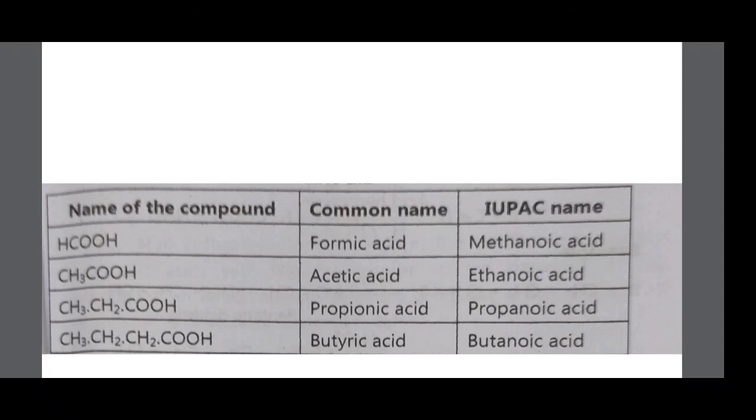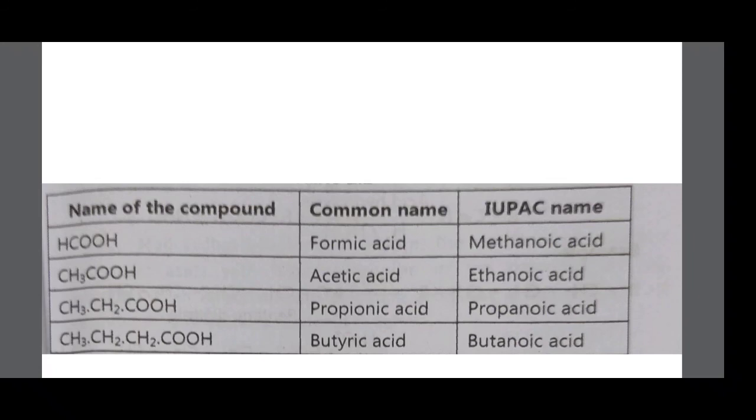Then I am showing the structures. First, HCOOH. The common name of HCOOH is formic acid. There is one carbon atom in this acid, therefore the parent hydrocarbon is methane and E is replaced by OIC acid, so the IUPAC name is methanoic acid. Then the second example, CH3COOH. The common name of CH3COOH is acetic acid. In the acetic acid structure, two carbon atoms are present, so the parent hydrocarbon is ethane, and E is replaced by OIC acid, therefore the IUPAC name of CH3COOH is ethanoic acid.